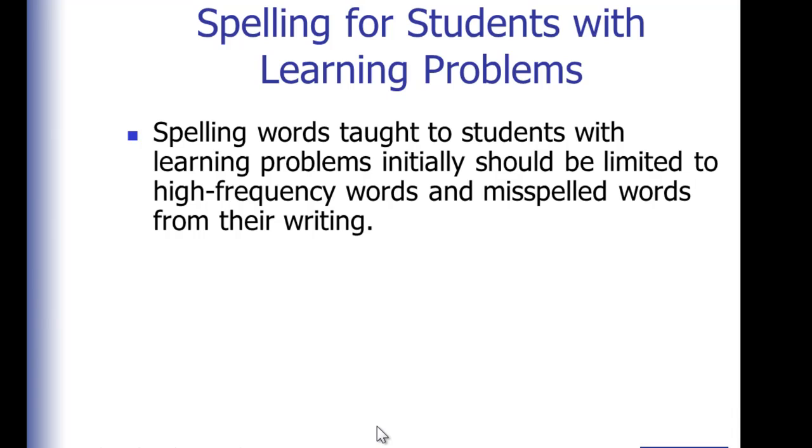Spelling words taught to students with learning problems initially should be limited to high frequency words spelled wrong in their writings. Again, that is provided they are writing. And here's what happens in that. They're not very good readers. Their reading levels are low, so their writing levels are low, and they have a hard time. And then you want them to write, and what you end up with, older kids that do very small writings, very short sentences, with very small symbolic words. So you look at their writing and there are no spelling words in them, because they tend to use only words that they can spell.